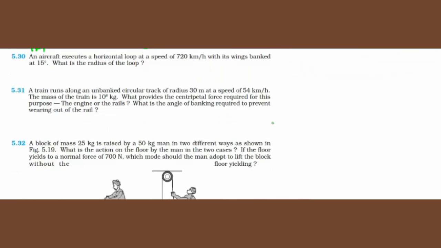Then next, question 30. An aircraft executes a horizontal loop at 720 km per hour, which you need to convert into meter per second, and its wings banked at 15 degree theta. Angle of banking theta is given. What is the radius of the loop? Okay. So use the formula V is equal to under root R g tan theta.